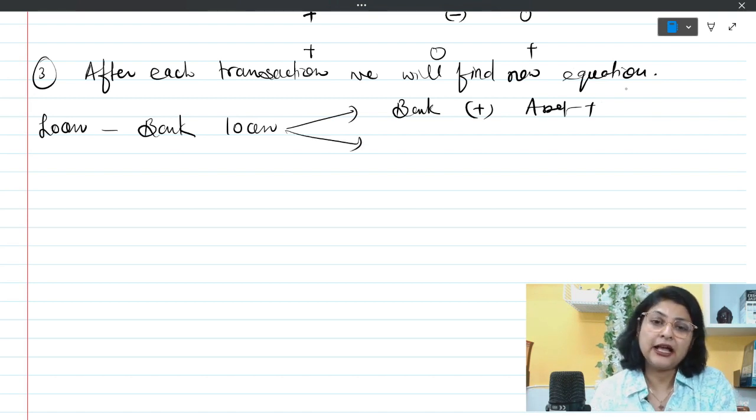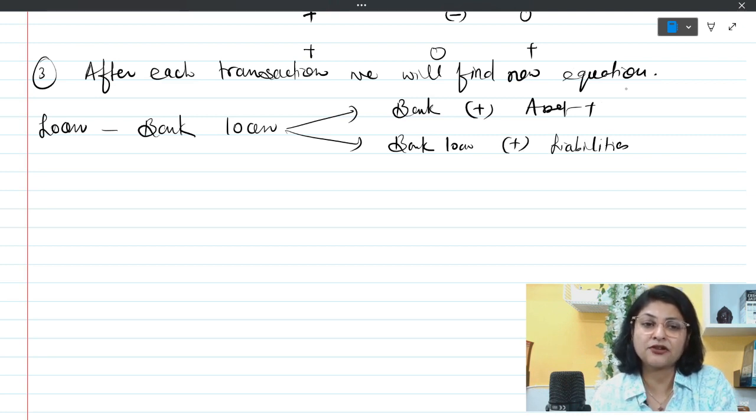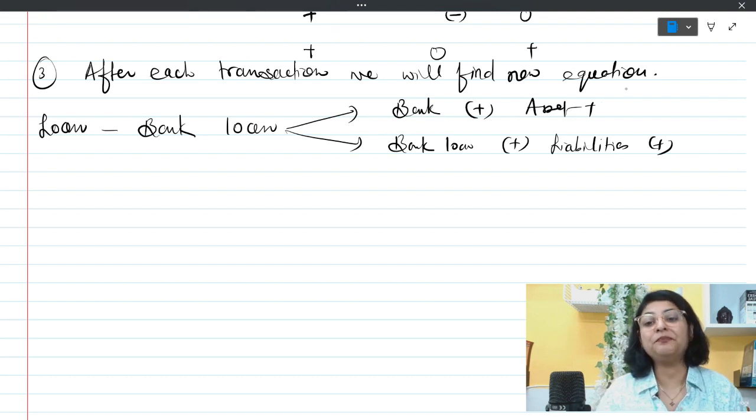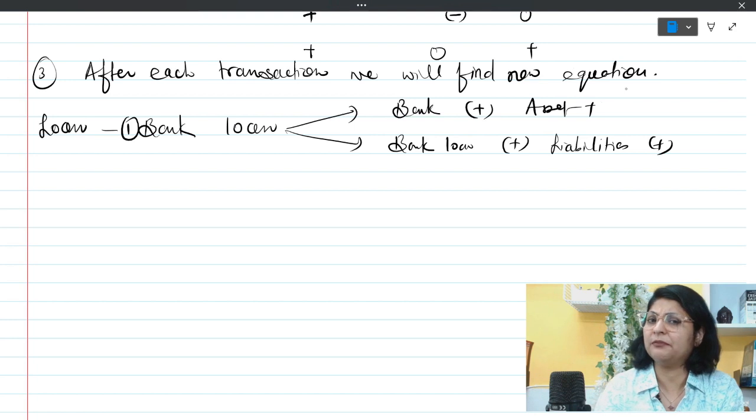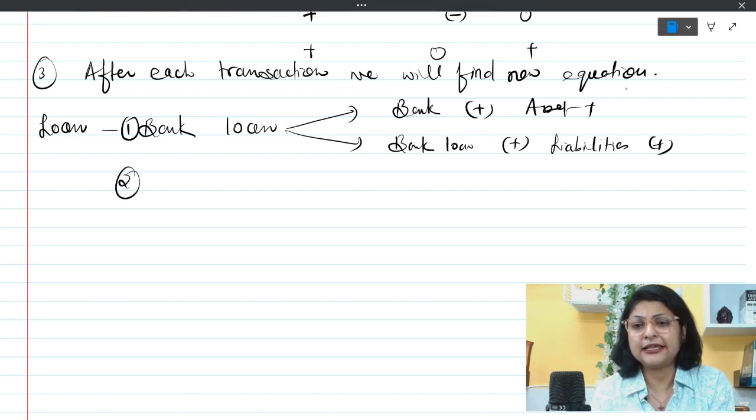On the other hand, bank loan is what? Bank loan is a liability. Liability is also going to increase. So these are the two impacts of this particular transaction. Suppose we have not taken a bank loan, we have taken a loan from some other person. Let's say a loan from Rohan.